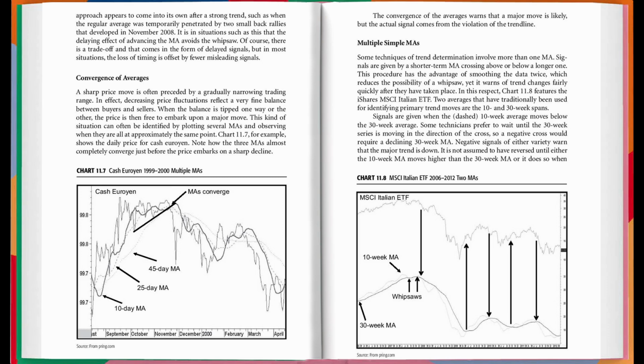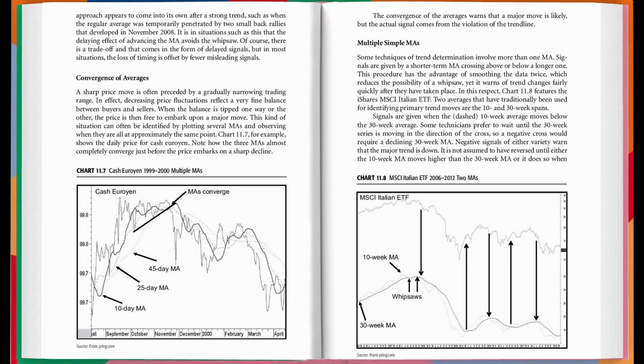This kind of situation can often be identified by plotting several MAs and observing when they are all at approximately the same point. Chart 11.7, for example, shows the daily price for cash euro-yen. Note how the 3 MAs almost completely converge just before the price embarks on a sharp decline. The convergence of the averages warns that a major move is likely, but the actual signal comes from the violation of the trend line.